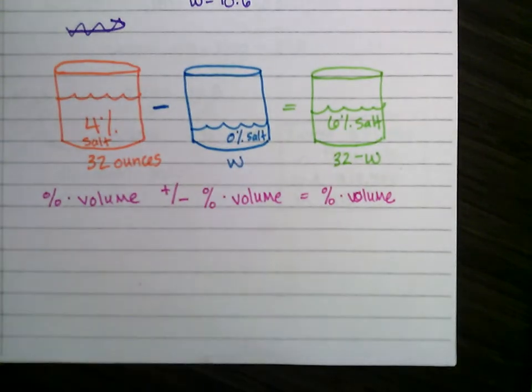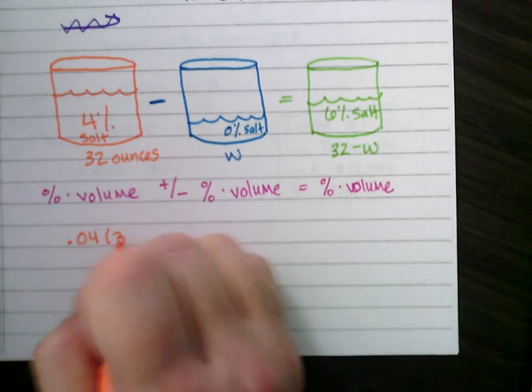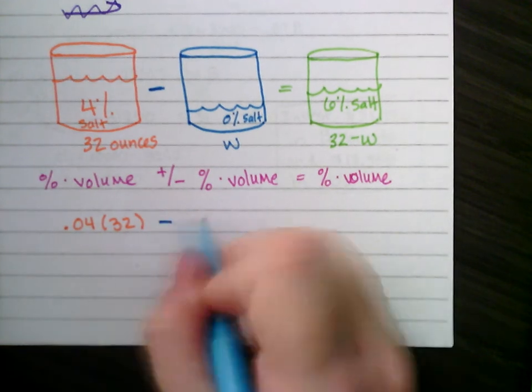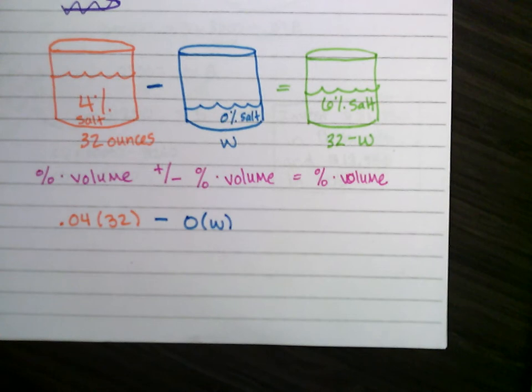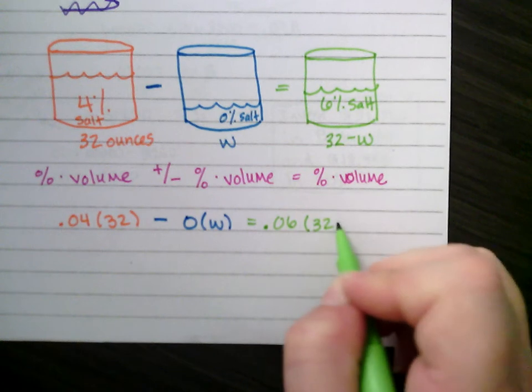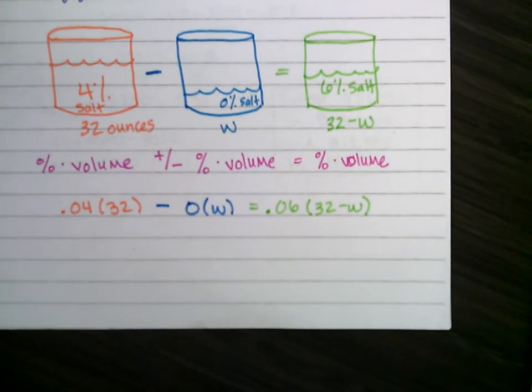So we would take percent 0.04 times volume 32. Since we're evaporating, we'll say minus 0 times W. And then at the end, we want to end up with 6% times 32 minus W. So in this case, we only have one variable and one equation, but we'll still get the same solution when we're done.